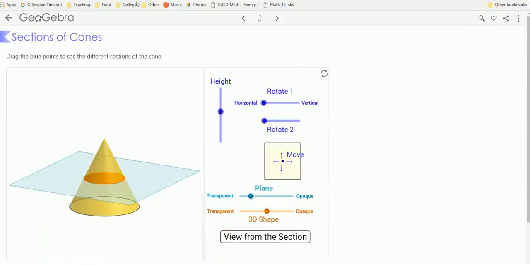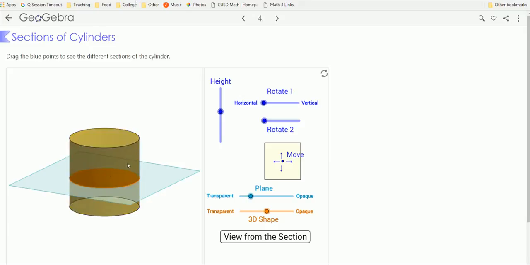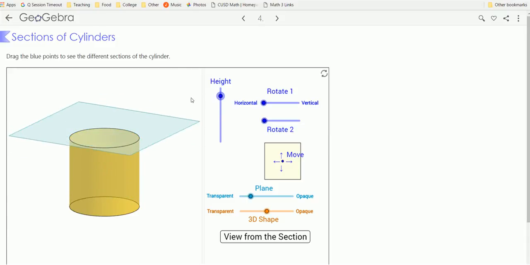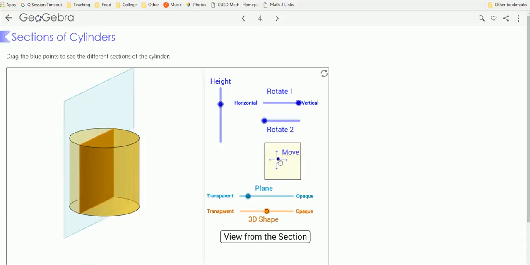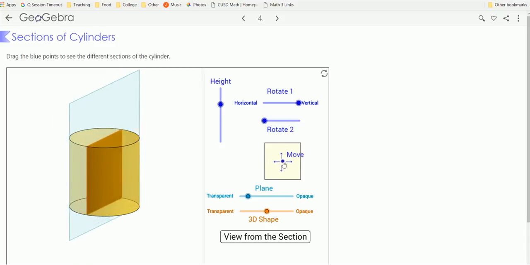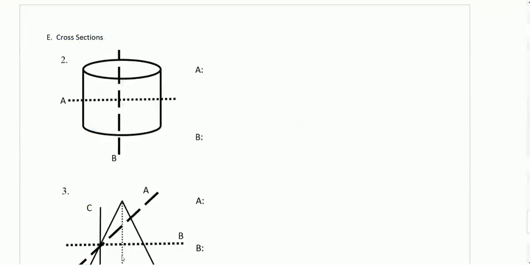To help you visualize this a little bit better, I have a cylinder up in GeoGebra, and you can see we have this cross section that I'm moving up and down, and you can see as it intersects the cylinder, it's creating that circle shape. Whereas if I rotate that to vertical and move that around, you see that it has a rectangular shape. And so going back to our problem here, at A we get a circle, B we get a rectangle.